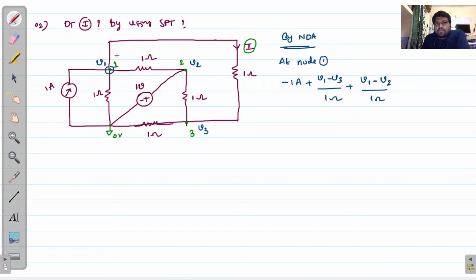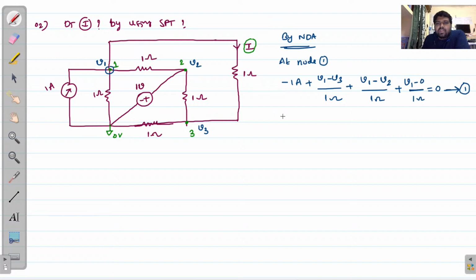Now this branch current is over, this branch current is also over, and this branch is left, right? Here the end voltage difference equals how much? V1 minus 0 by 1 ohm. So I am taking V1 minus 0 by 1 ohm, which equals 0. This is node equation 1.